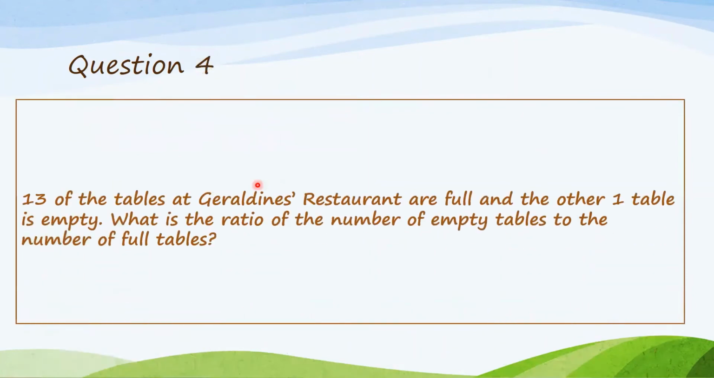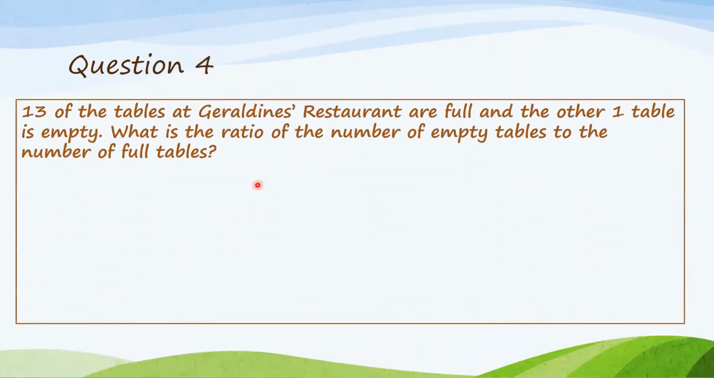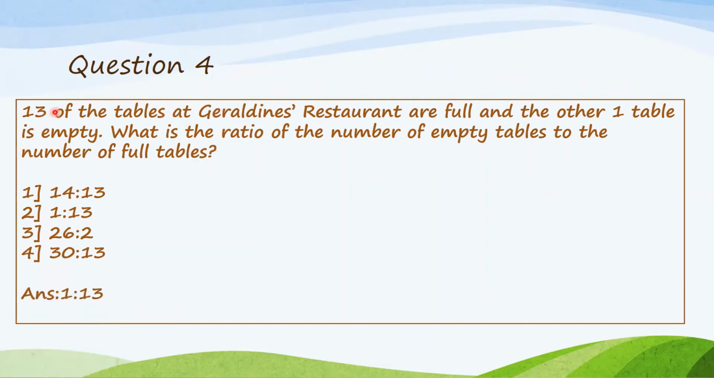Next question. 13 of the tables at Geraldine's restaurants are full and the other one table is empty. What is the ratio of number of empty tables to the number of full tables? Option 1, 14:13. Option 2, 1:13. Option 3, 26:2. Option 4, 30:13. What do you think the answer is? I'll give you a minute. You can pause. But the answer is 1:13. The reason why is 13 of the tables at Geraldine's restaurants are full and one other table is empty. The ratio of empty table is 1.